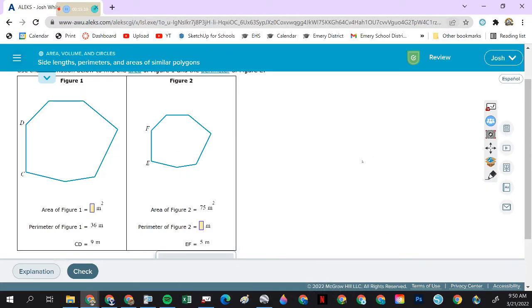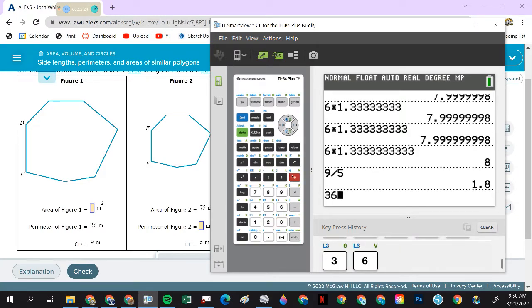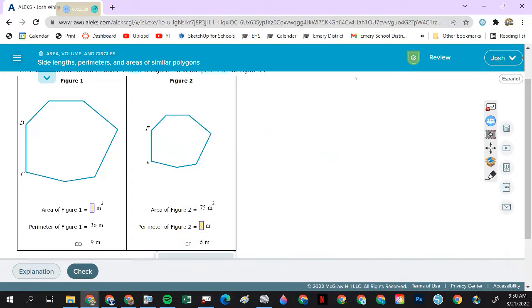Okay, so let's work on the perimeter. If the perimeter of the big is 36, how do we find the perimeter of the small? Divide by 1.8. So we're going to take 36 and divide it by 1.8. So the perimeter is 20. That's the easy one. What about the area? So this figure is 1.8 times bigger than this one. So can I take 75 and times it by 1.8? What do you guys think?